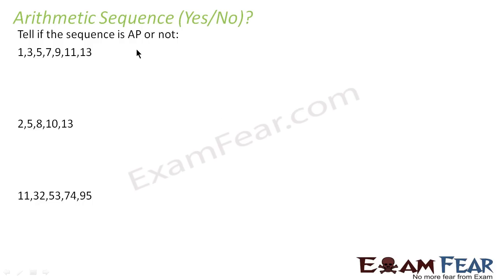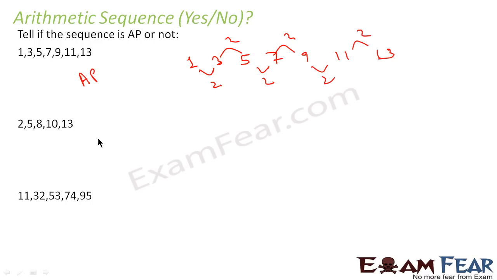We have to tell whether the sequence is an AP or not. This is the sequence 1, 3, 5, 7, 9, 11, 13. We find the difference. 1 and 3 is 2, 3 and 5 is 2, 5 and 7 is 2, 7 and 9 is 2, 9 and 11 is 2, 11 and 13 is 2. You see the difference is constant, so this is an AP. We'll take the second example: 2, 5, 8, 10, 13. 2 and 5 difference is 3, 5 and 8 difference is 3, 8 and 10 difference is 2, 10 and 13 difference is 3. You see the difference is not constant. This is 2, this is all 3. So this is not an AP.